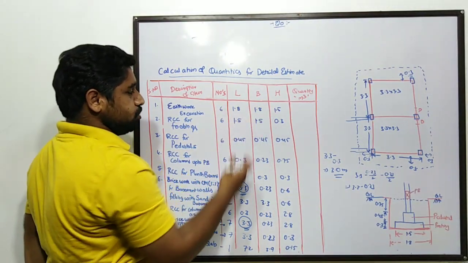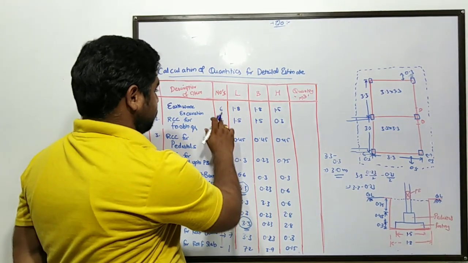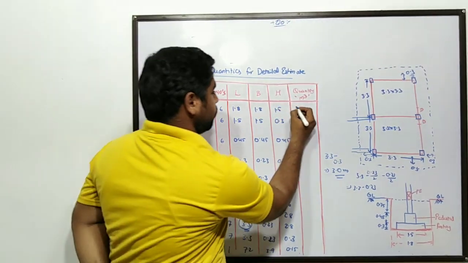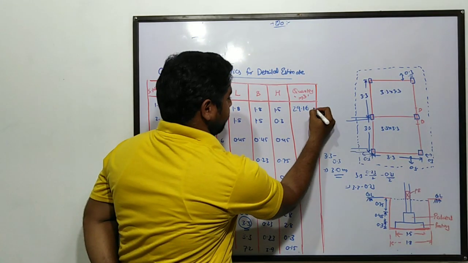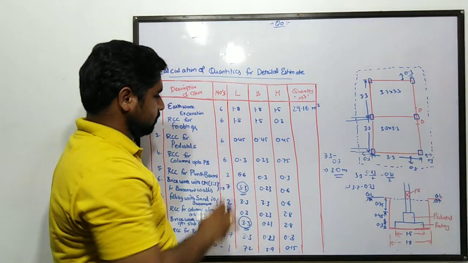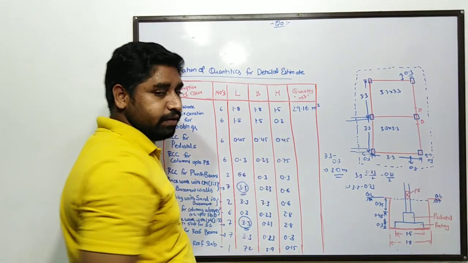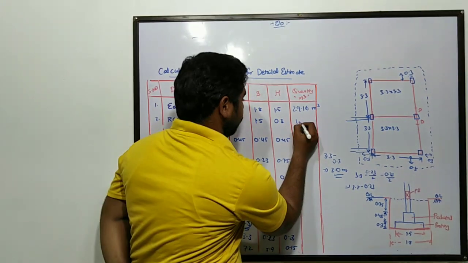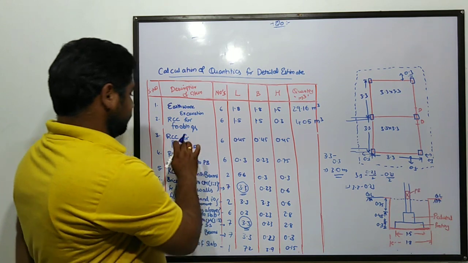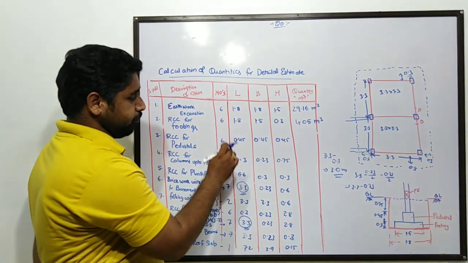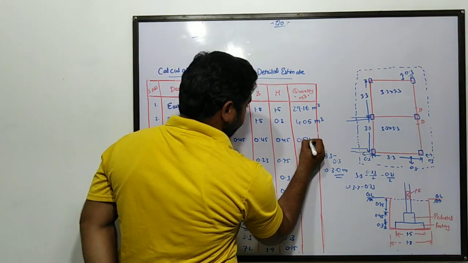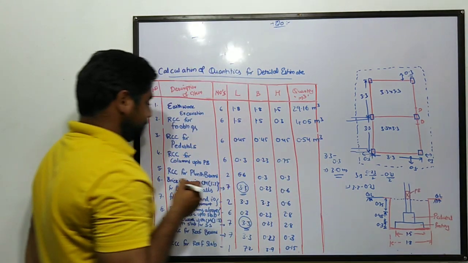So now if we look at these dimensions, 6 into 1.8 into 1.8 into 1.5, that will be around 29.16 meter cube. Next footings, 6 into 1.5 into 1.5 into 0.3, that will be around 4.05 meter cube. Next pedestals, 6 into 0.45 into 0.45 into 0.45, that will be 0.54 meter cube.